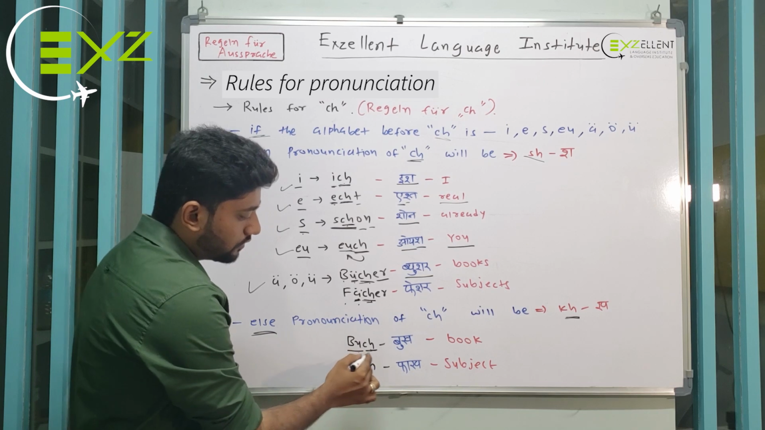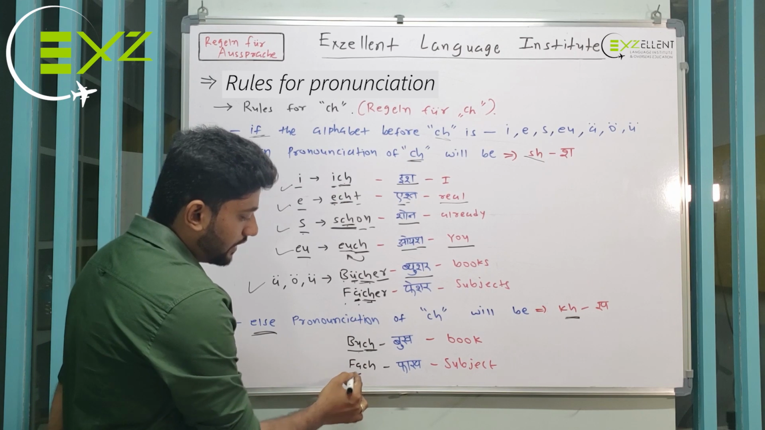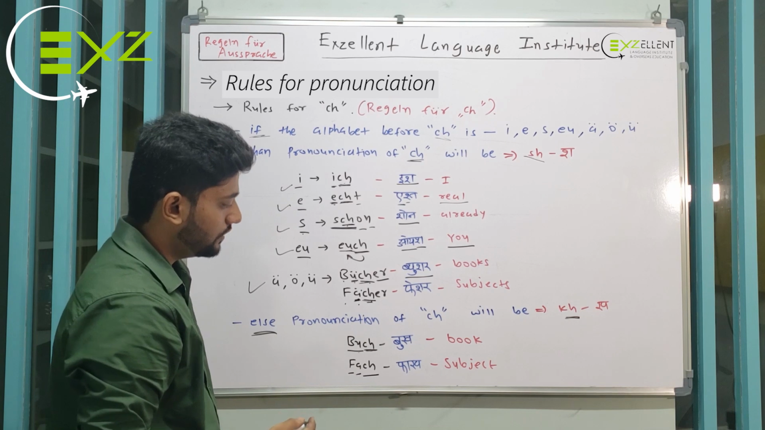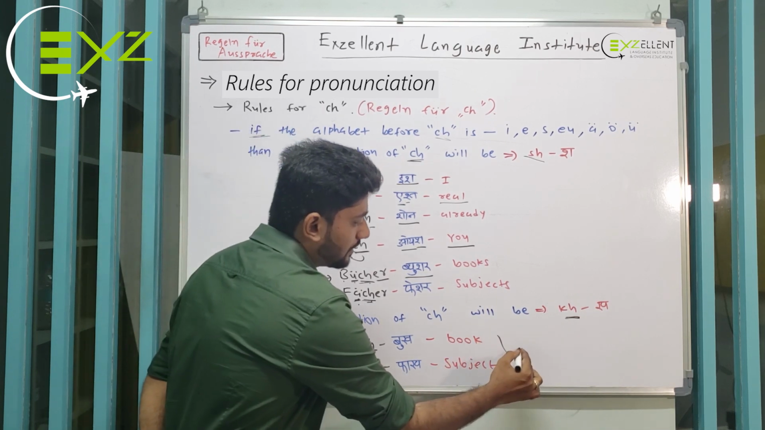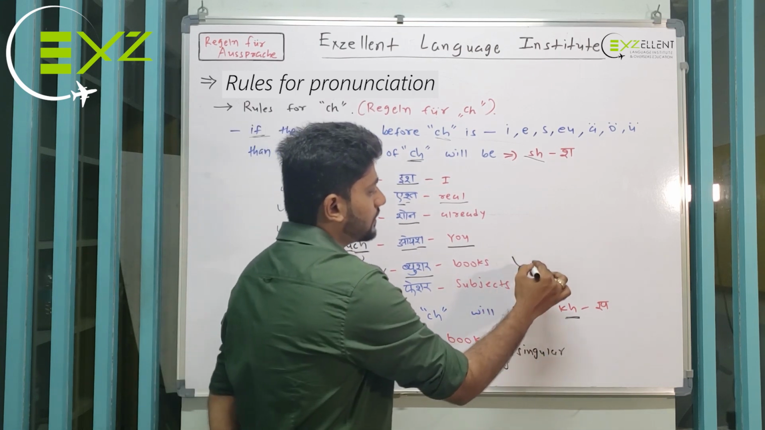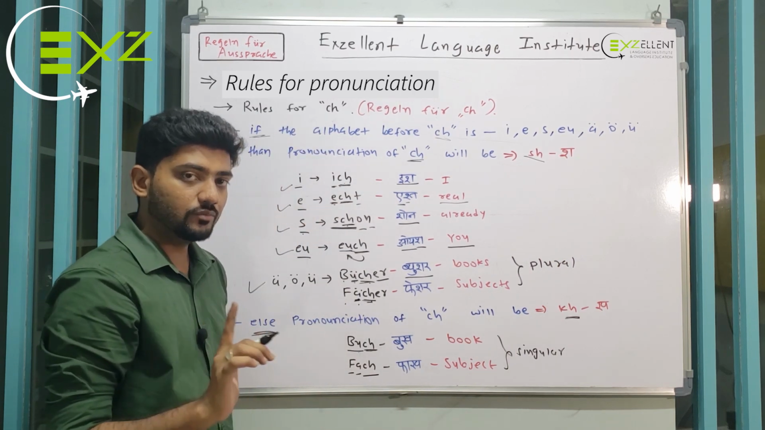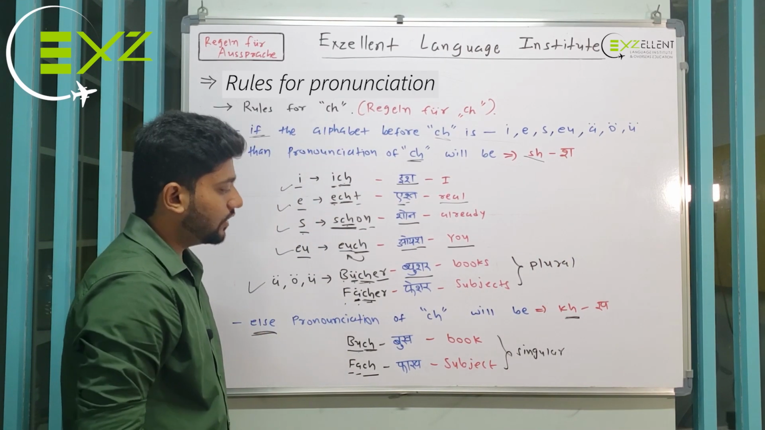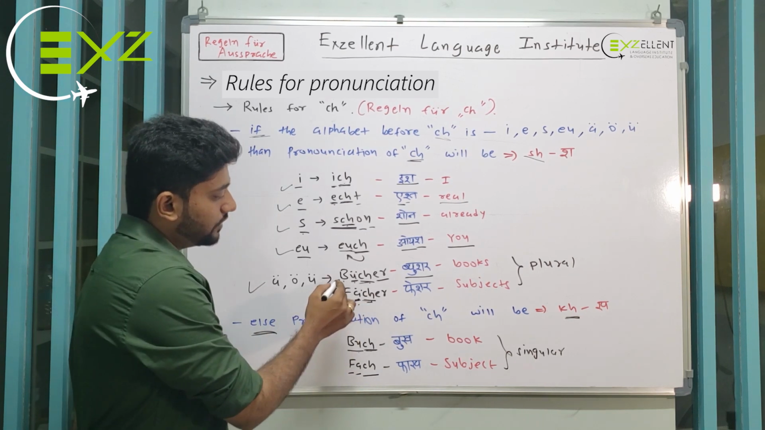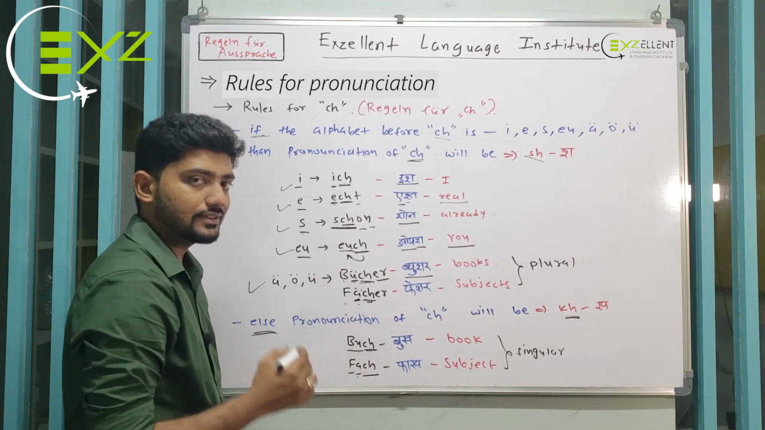So it is Buch, Buch. It means book. Here Fach, it is fa, k. Fach means subject. We can say both of these are singular here, and here both of these are plural. If we are talking about one book, we can say Buch. And if we are talking about more than one book, meaning plural, then it would be Bücher. Same way, Fach singular, Fächer as plural.